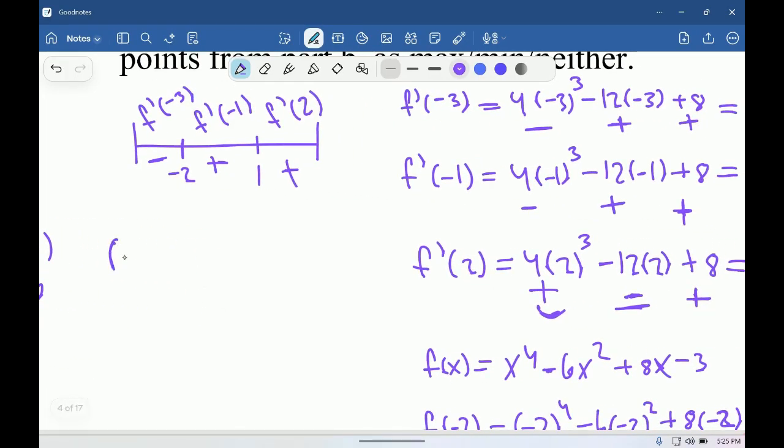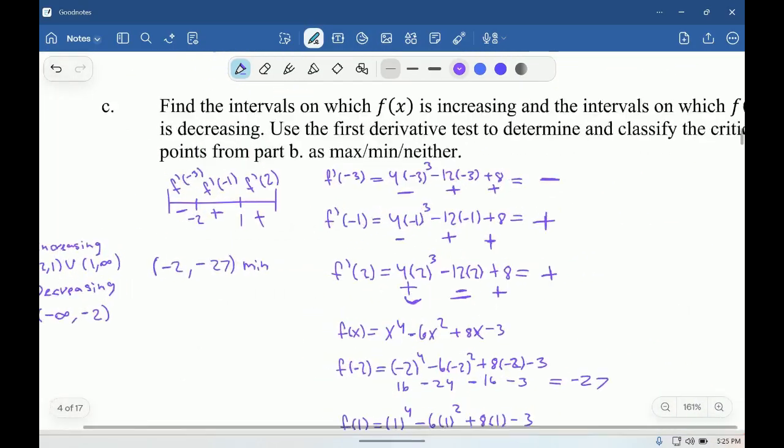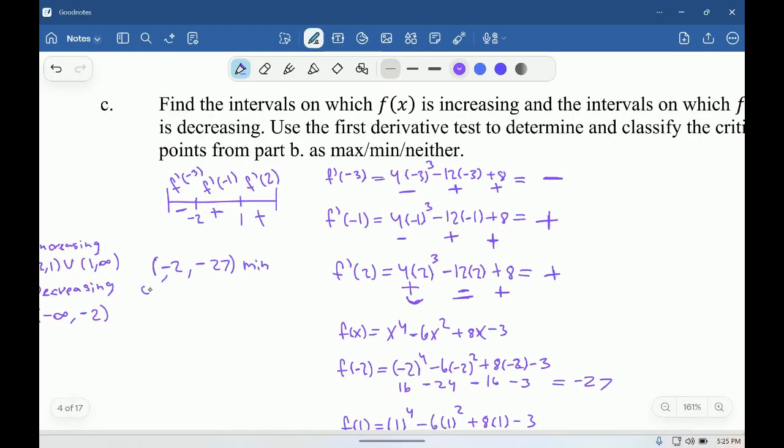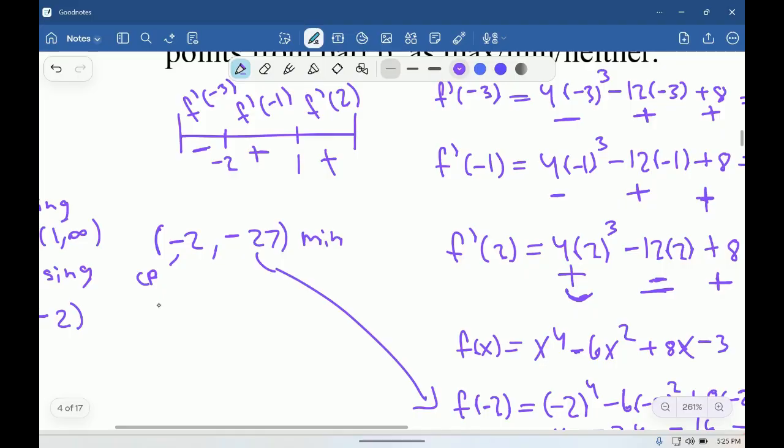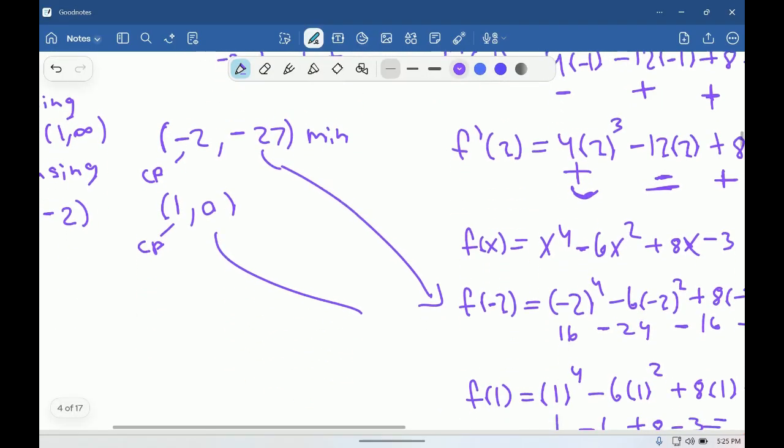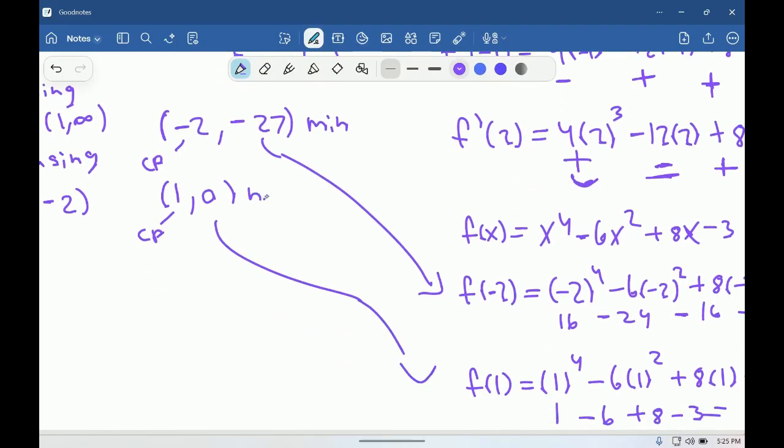And our minimum is going to be at (-2, -27). It's going to be our min. We get this from our critical point. Our x is our critical point. And this is the value we just solved for. And then our (1, 0), our other critical point, and what we solved for, is going to be neither.